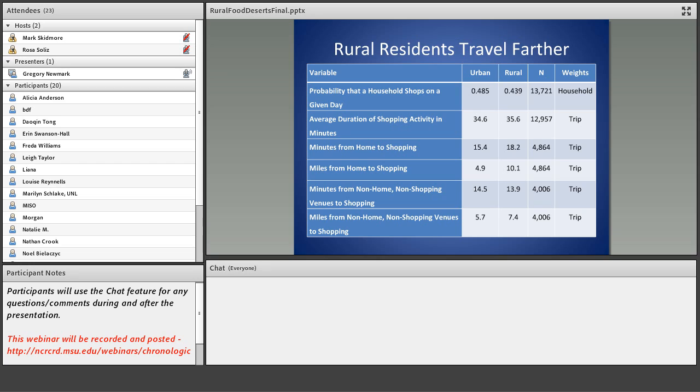And we found some things that are quite interesting. Surprising to us, the probability that a household would shop on any given day was pretty similar between urban and rural areas. And it was statistically more for urban areas, but it wasn't meaningfully more. And similarly, the average duration of any given shopping activity was roughly the same between urban and rural households.